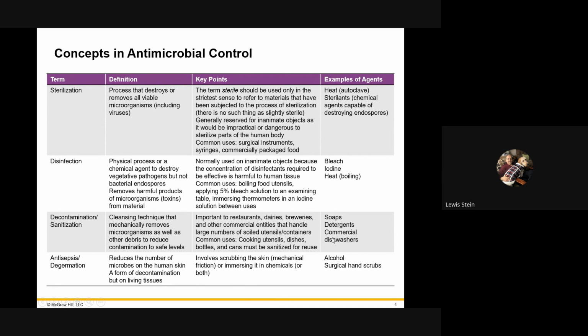Soaps, detergents, commercial dishwashers. I think I told you before, your dishwasher is pasteurizing your dishes. So assuming it's calibrated properly, it's going to hold up the appropriate heat for the appropriate amount of time to effectively pasteurize those dishes so you can be confident the next time you're having dinner that dish or that fork or that knife is not going to hurt you.